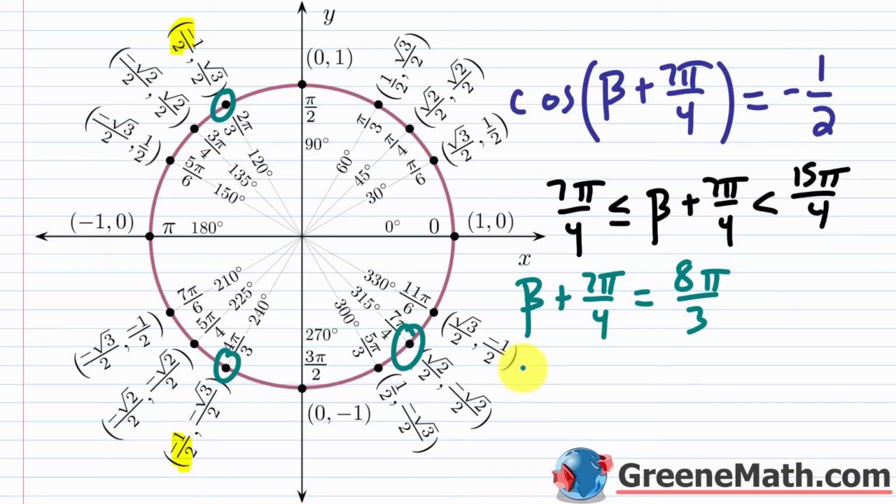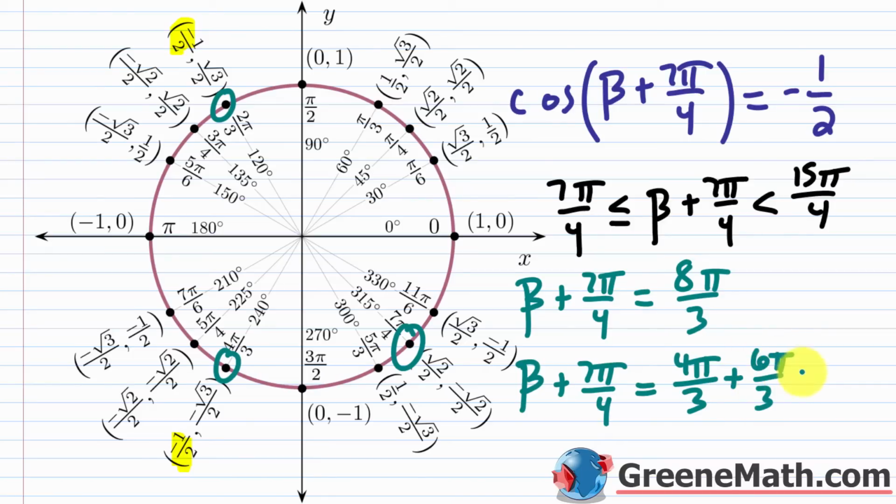Let's just do the other one. So then again, you have beta plus 7 pi over 4 is equal to, again, you're going to take this 4 pi over 3, and then you're going to add 2 pi. So you're going to say this is plus 6 pi over 3. So this gives you 10 pi over 3. Let me move this down here so this is more clear.